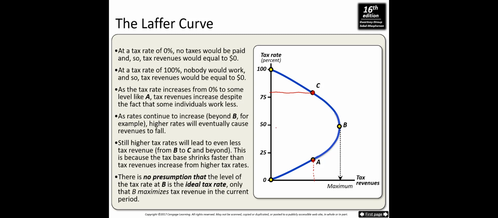So we need to find the optimal point. He says that there is an optimal point where you can get the highest tax revenue with the tax rate. So increasing tax rates is not going to be a solution, or decreasing the tax rate is not going to be a solution to increase the government revenue. There should be an optimal level where you can get the optimal revenue for a given tax base and tax rate. So given this figure, B is the ideal tax rate, only B maximizes tax revenue in the current period.